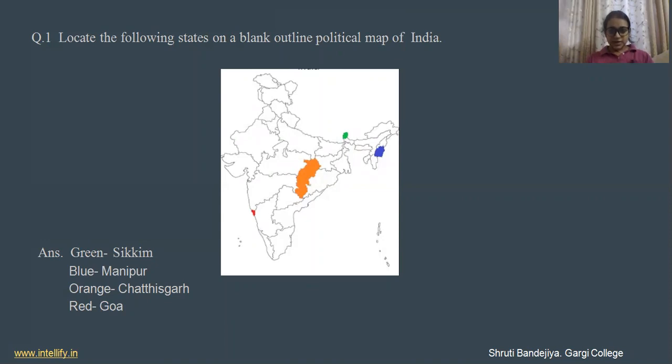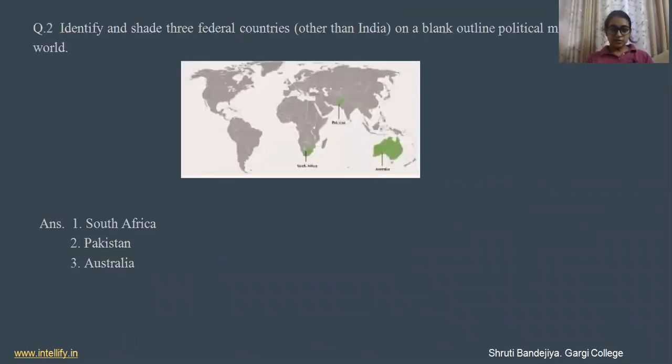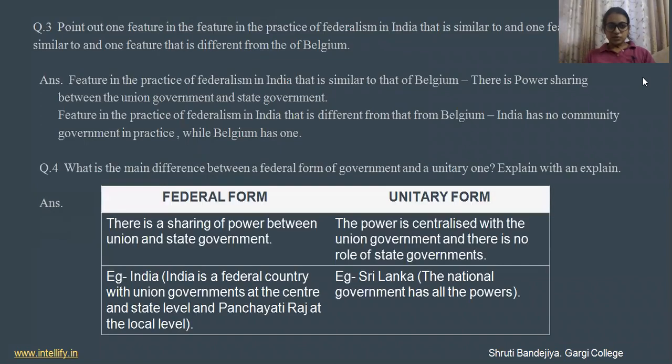So green one is Sikkim, blue one is of Manipur, orange one is Chhattisgarh, and the red one is of Goa. Let's move on to the next question. Identify and shade three federal countries other than India on the blank outline map of the world. So the three countries which have been outlined are South Africa, Pakistan, and Australia, as you can see in the map. So move on to the next question.